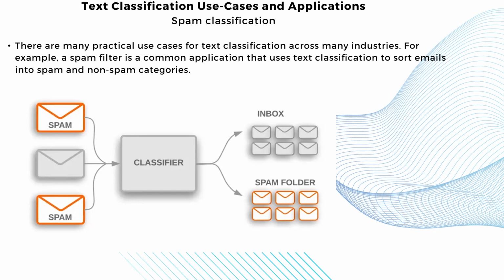First of all, as we know, spam can be in any form, that may be in the form of mails or messages, text. Basically, this classifier classifies spam messages into the spam folder and the normal messages, or you can say the non-spam messages, into the inbox. So this is what a spam classifier does.